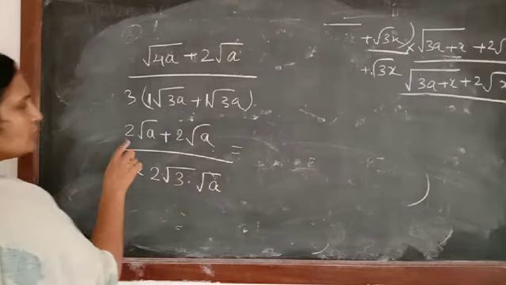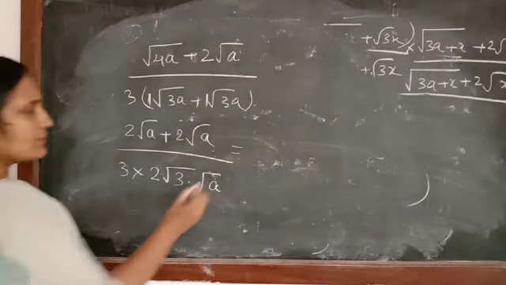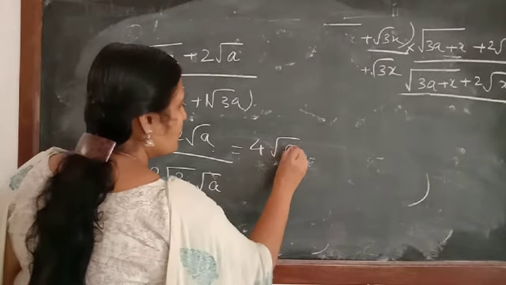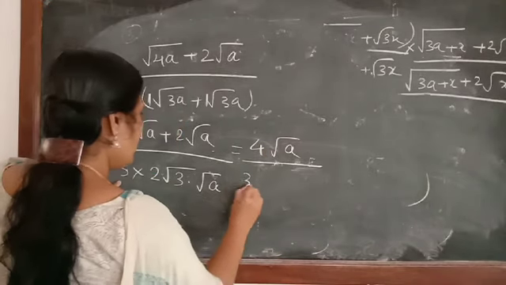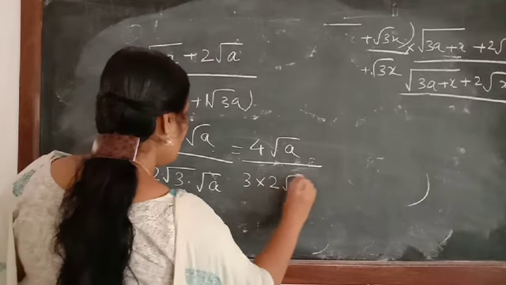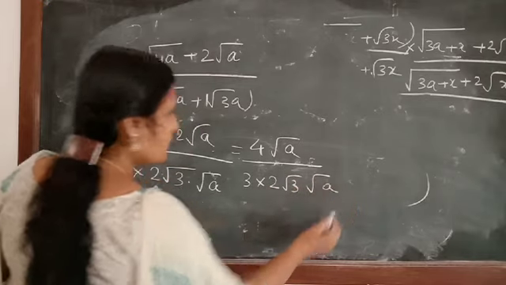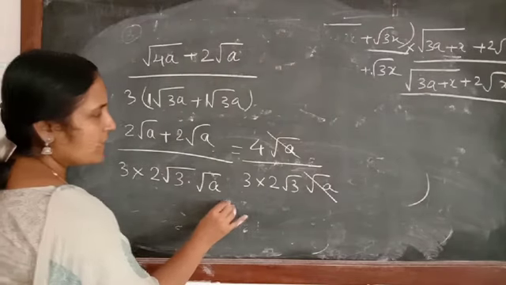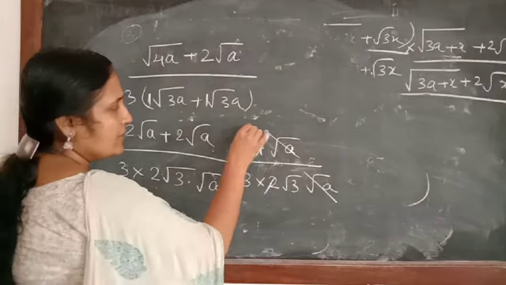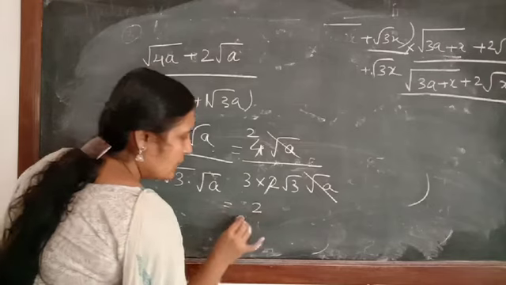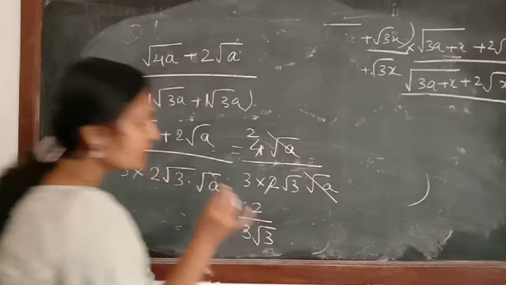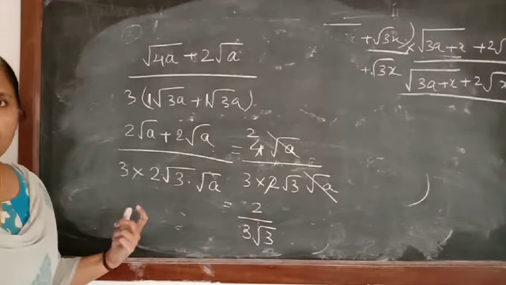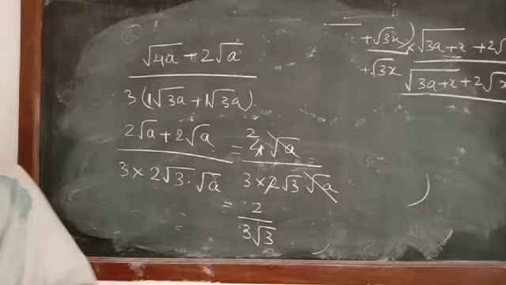So now here 2 root a plus 2 root a, that will be equal to 4 root a, by denominator we have 3 into 2 into root 3 into root a. So root a and root a will get cancelled. Remaining, we will get the answer here. This also will get cancelled. 2 by 3 root 3. So I hope it is clear. Okay. Now we will do the next question.